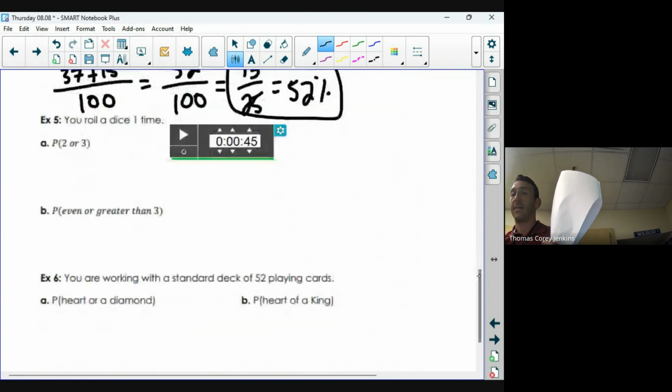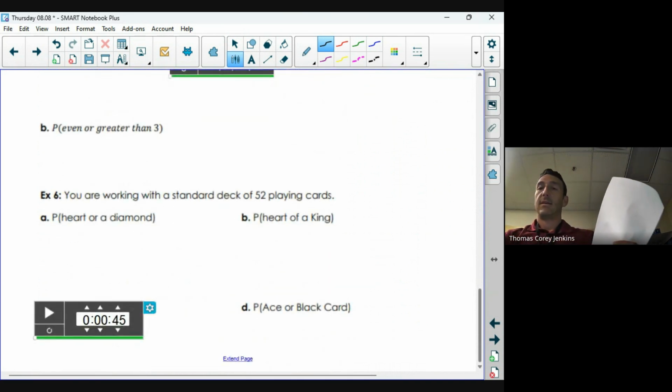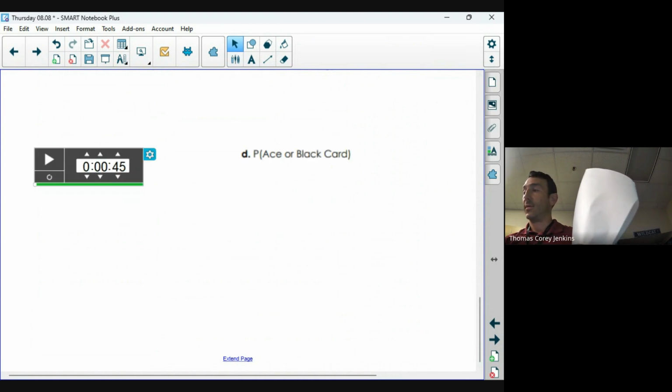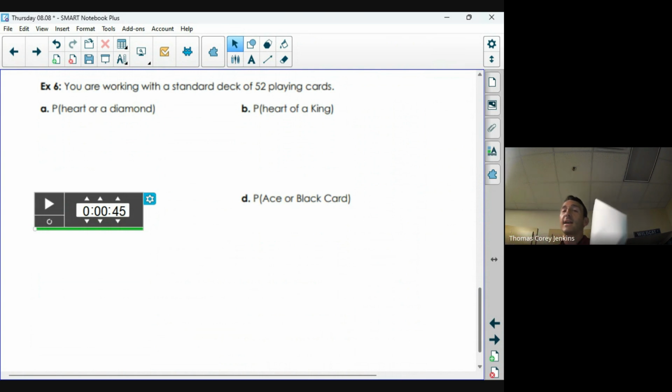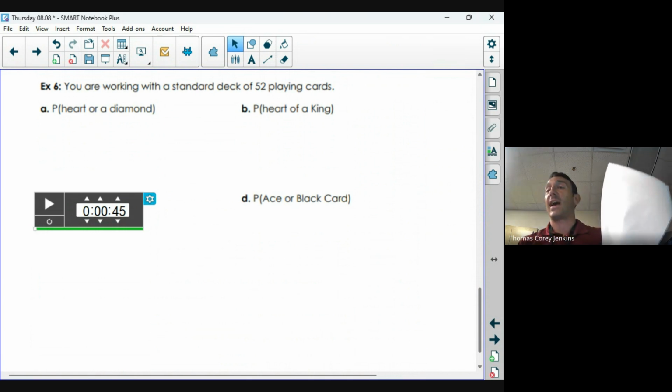Let's look down at example 6. The good old number cube, or sorry, the good old deck of cards. You are working with a standard deck of 52. And now what's the probability of a heart or a diamond, right? So we want to add those together.